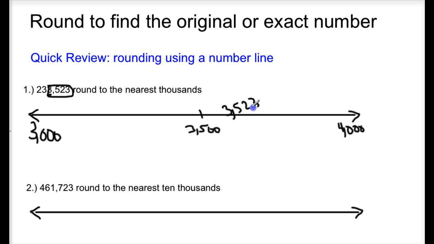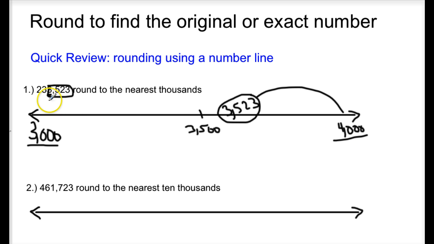3,523. And I am going to decide, do I round down to 3,000 or do I round up to 4,000? And I'm going to round up to 4,000 because 3,523 is closer to 4,000. So I must use 4,000 as a part of my rounded number, as a part of my rounded answer.